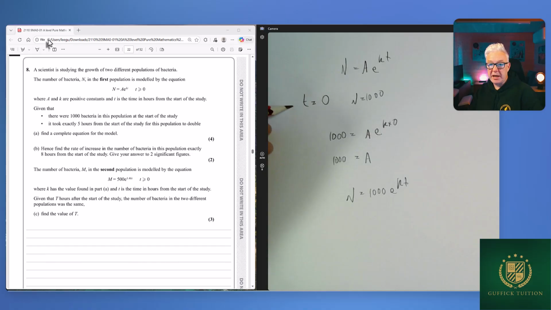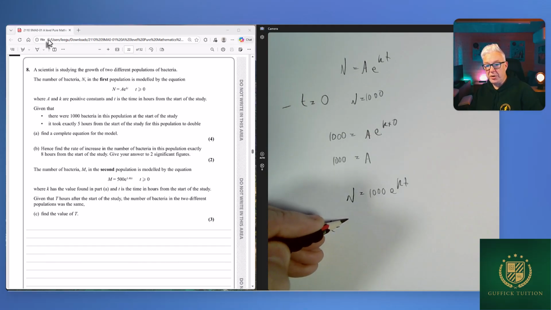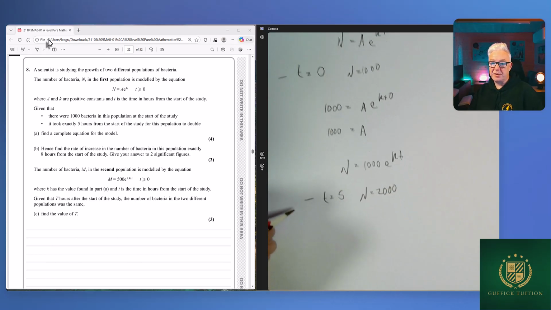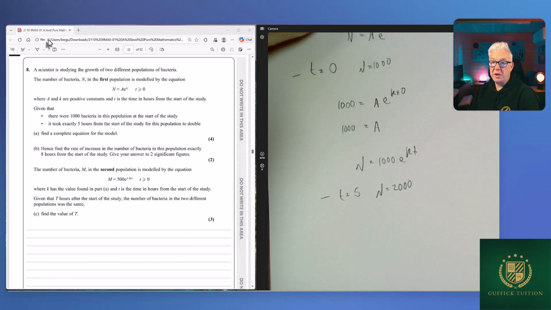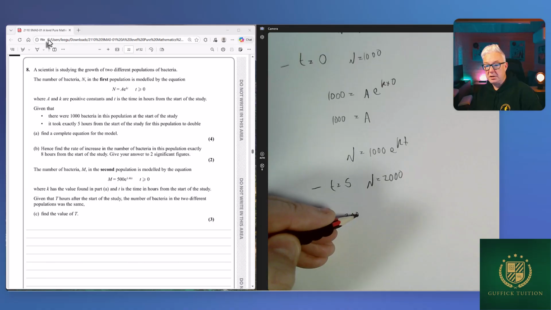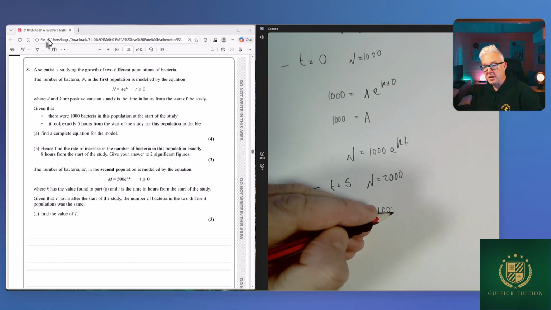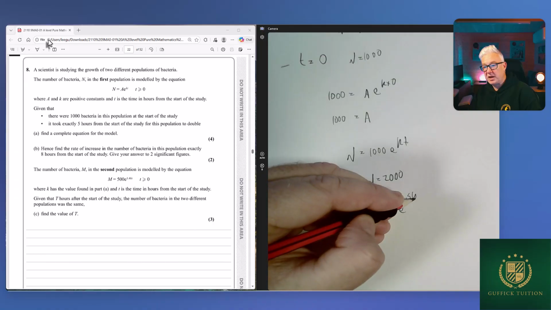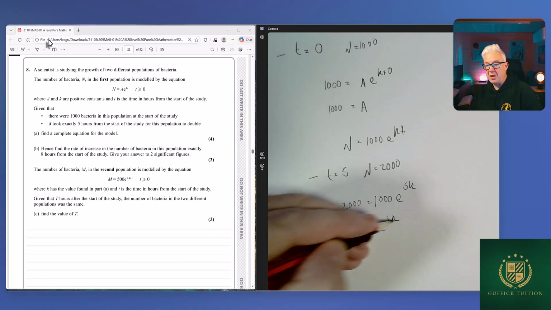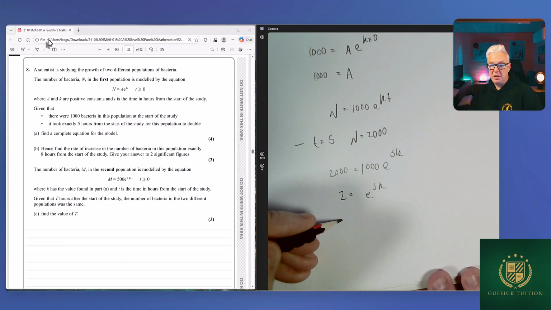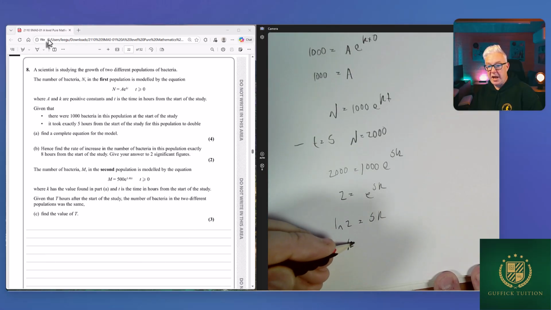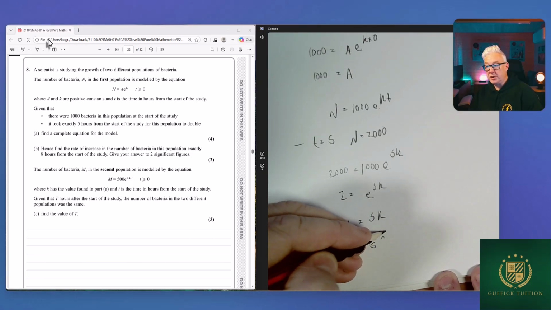So let's now put in the second boundary condition, which we're told that 5 hours later, when t is 5, the population had doubled. So we had 2,000 bacteria. So let's put that into our formula now. We now know that 2,000 is going to equal 1,000 times e to the 5k. So therefore 2 is equal to e to the 5k. We now need to take natural logs of both sides. So therefore ln 2 is equal to 5k. So therefore k is equal to 1/5 ln 2.